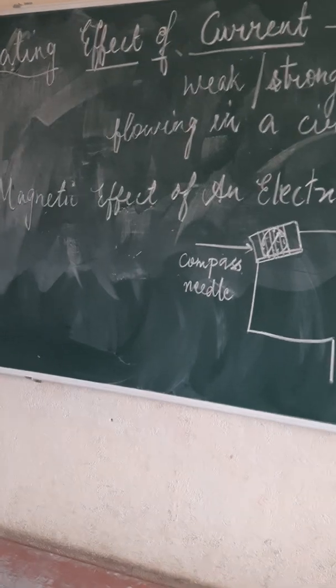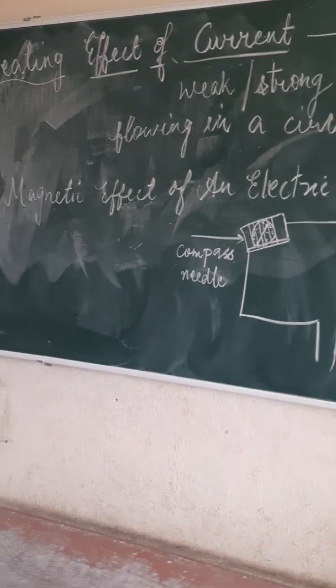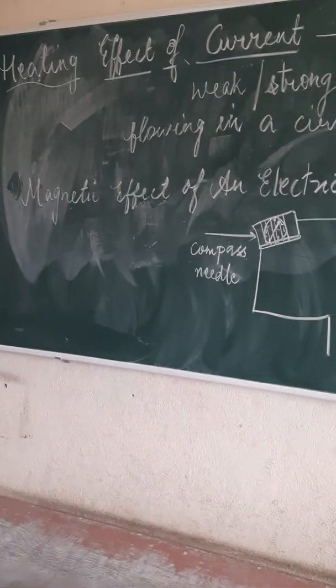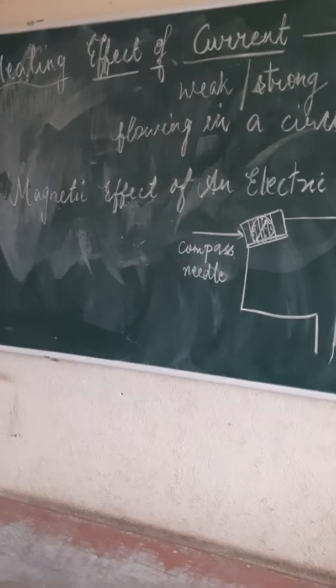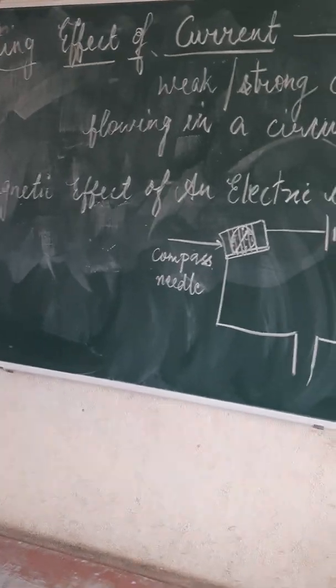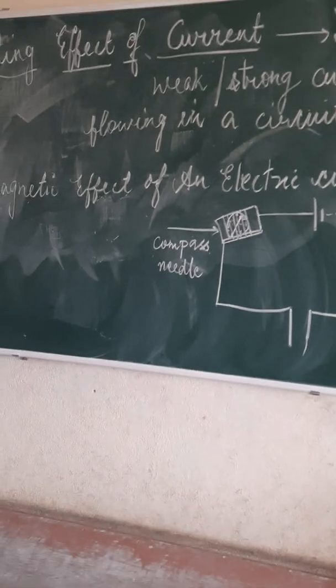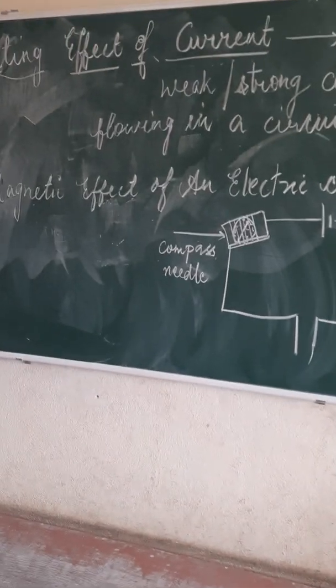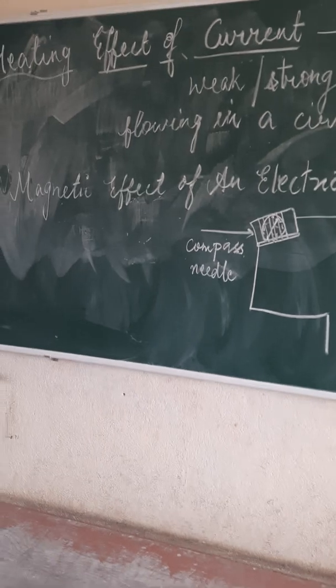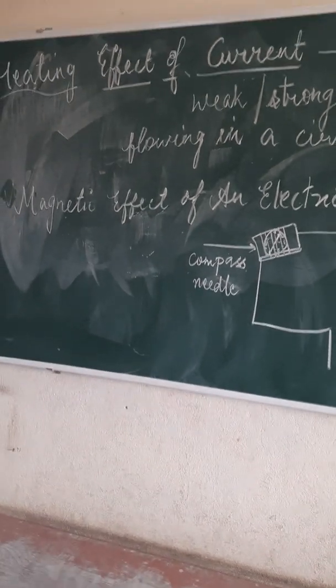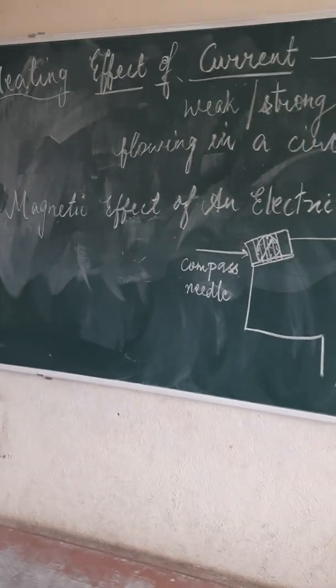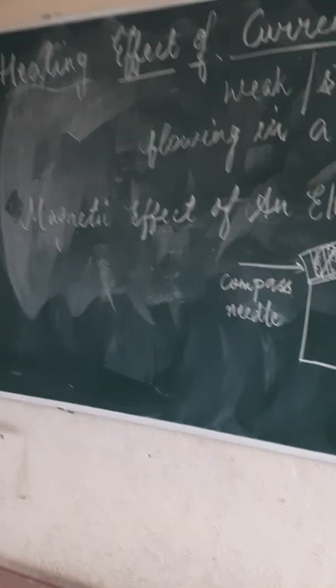Children, now let's start with another effect, that is the magnetic effect of an electric current. But how do we know about this effect and what is the requirement of this effect? Let's see first that. Children, in activity 14.2, there was a term.